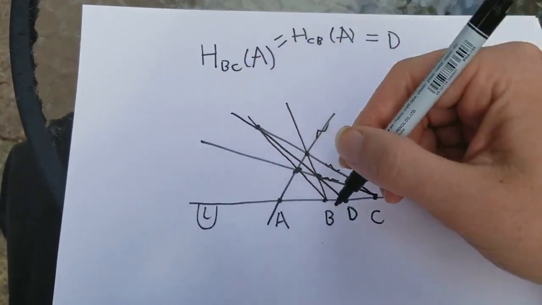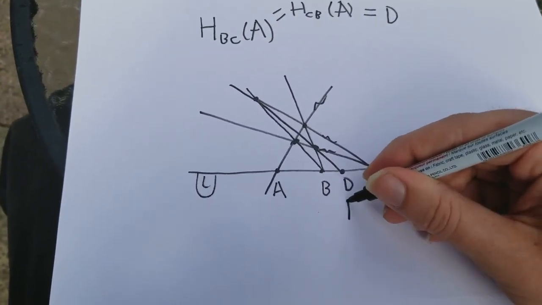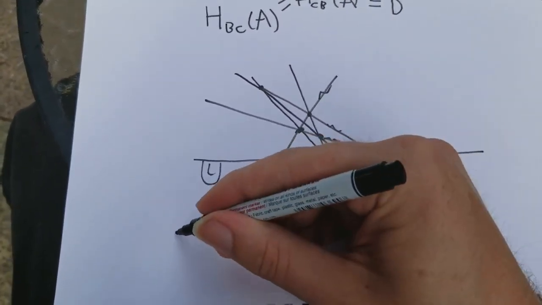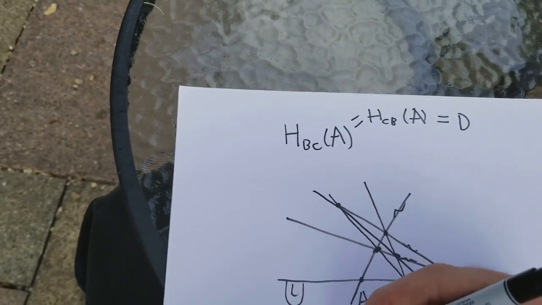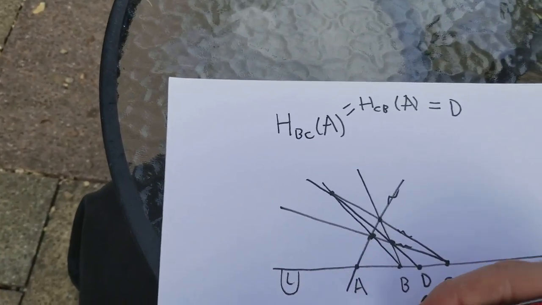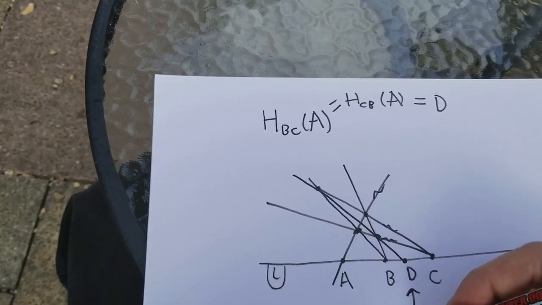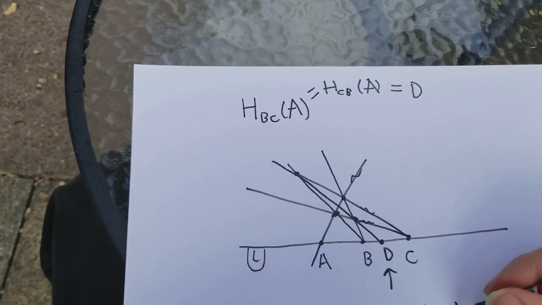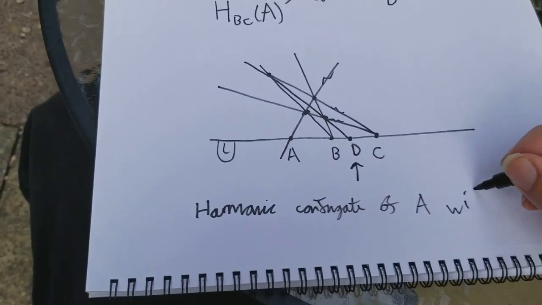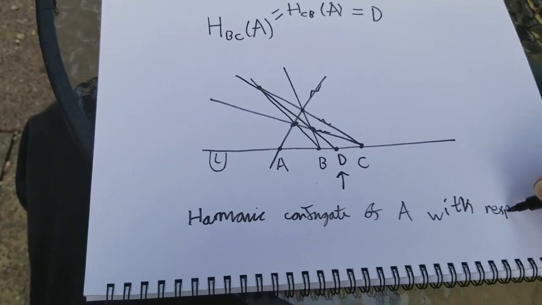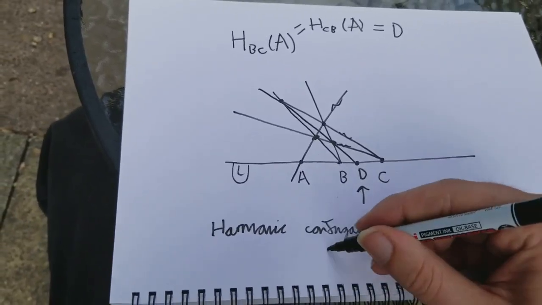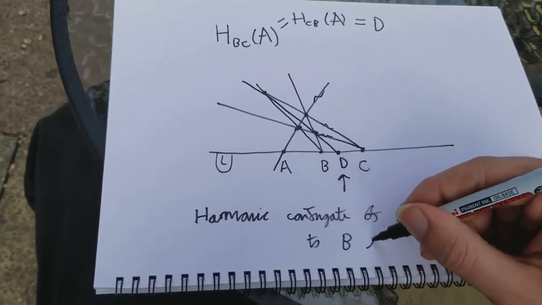So just to summarize, this thing here is the harmonic conjugate of A with respect to B and C.